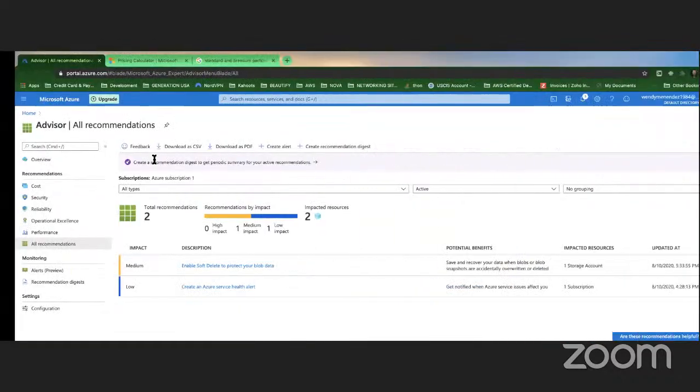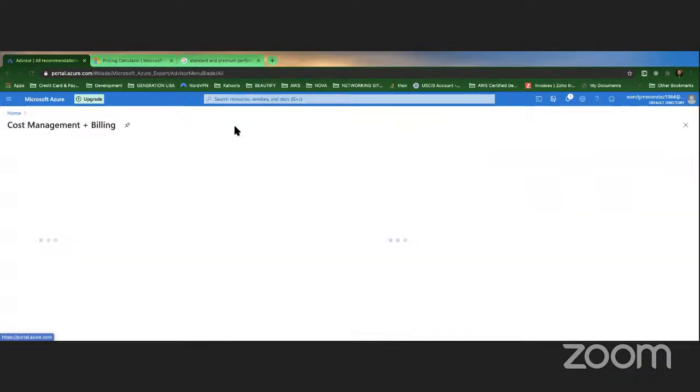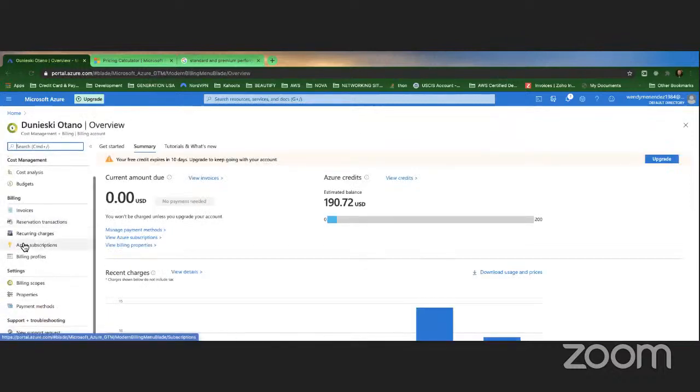So alerting, you're not going to see alerting either. If I go back to cost, I put cost here, and I get this here, I don't see alert anywhere here.